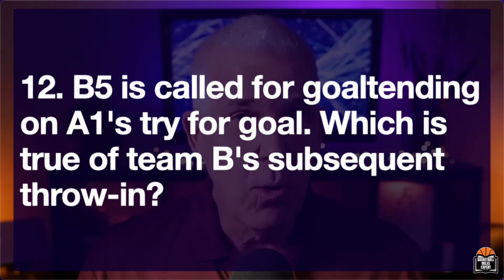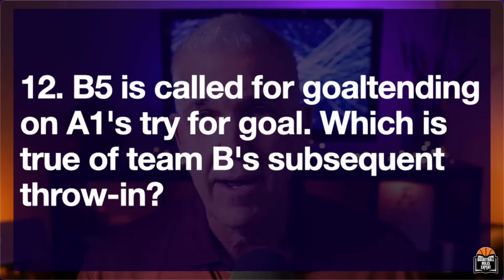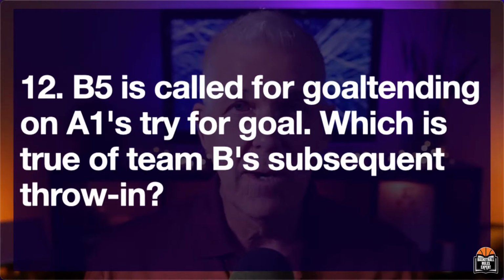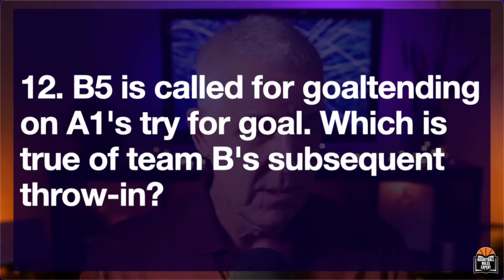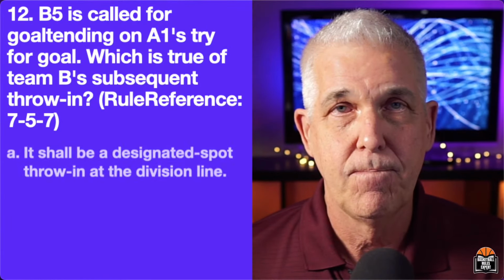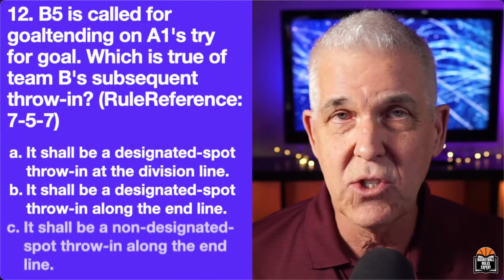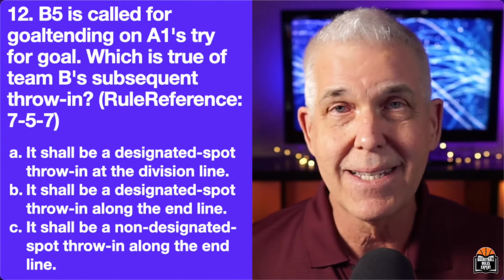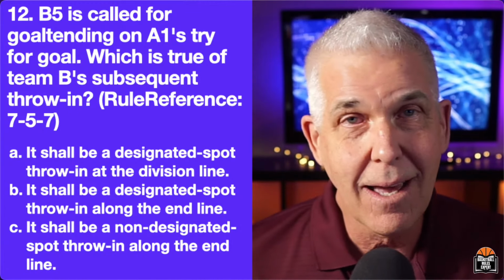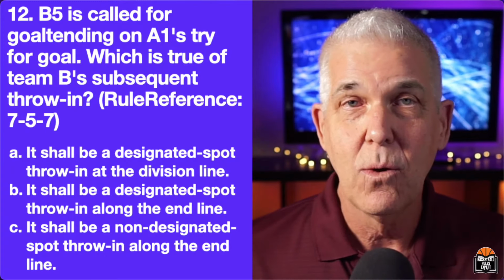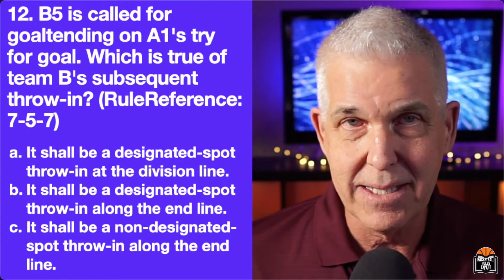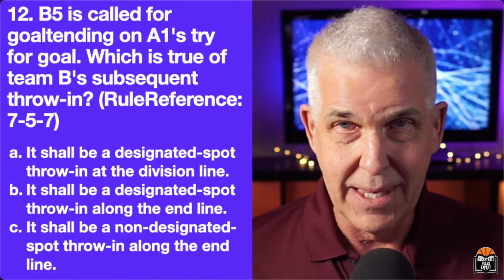B5 is called for goaltending on A1's try for goal, which is true of Team B's subsequent throw-in. A, it shall be a designated spot throw-in at the division line. B, it shall be a designated spot throw-in along the end line. Or C, it shall be a non-designated spot throw-in along the end line.